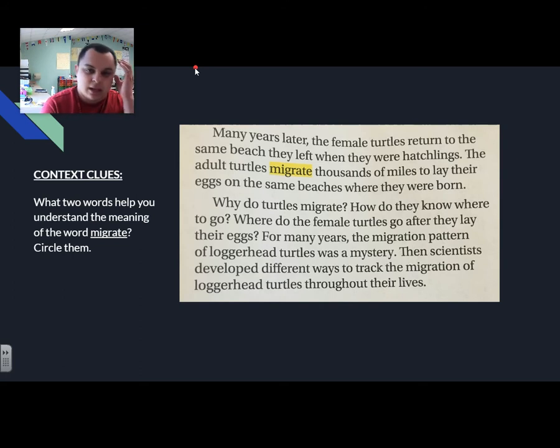Circle them. All right. Many years later, the female turtle returns to the same beach they left when they were hatchlings. The adult turtles migrate thousands of miles to lay their eggs on the same beach where they were born. Why do turtles migrate? How do they know where to go? Where do female turtles go after they lay their eggs? For many years, the migration pattern of the loggerhead turtles was a mystery. Then scientists developed different ways to track the migration of loggerhead turtles throughout their lives.